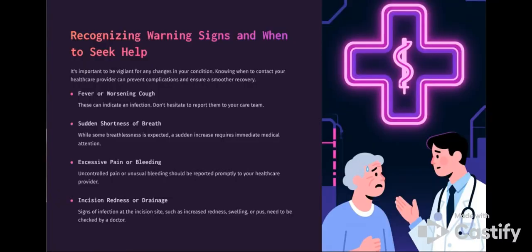Some warning signs for patients: patients are advised to watch for symptoms such as fever, worsening cough, sudden shortness of breath, uncontrolled pain, bleeding, or increased redness or drainage at the incision site. These signs may indicate complications and may require medical attention.